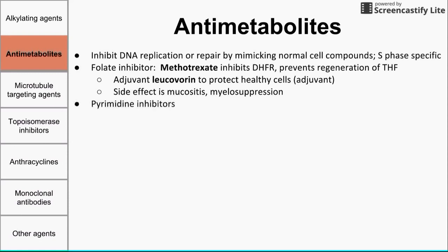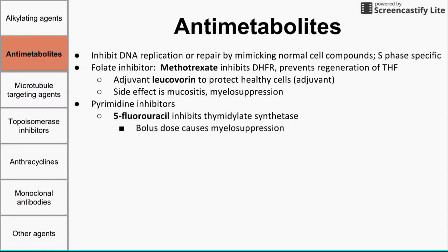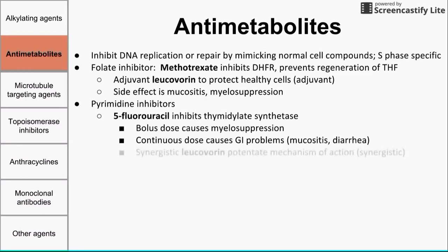Next group of antimetabolites are the pyrimidine inhibitors. Big one here is 5-FU, 5-fluorouracil, which inhibits the enzyme thymidylate synthetase. When you administer 5-FU as a bolus, it's going to cause myelosuppression. If you administer it in a continual dose, it's going to cause GI problems like diarrhea, mucositis. So the side effects of 5-FU depend on how you administer it.